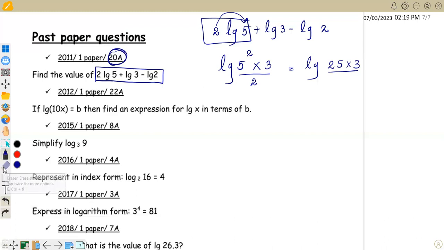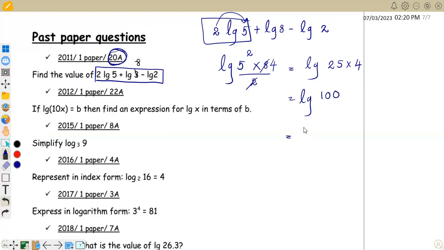Sorry, here it is not 3 actually, it should be 8. It is a typing mistake, it should not be 3, it should be 8. Then 8 divided by 2 is 4, 25 times 4. Then LG 100.